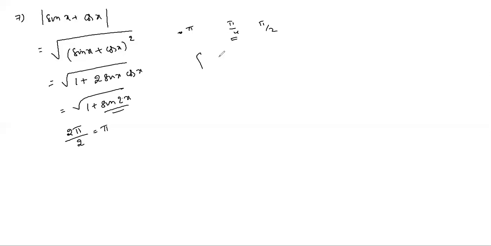What is the definition? f of x plus k equals f of x, then we say that k is the periodicity, the least positive real number. So if you take pi by 4 first, sin of pi by 4 plus x plus cos of pi by 4 plus x. Is it possible to simplify? We won't get the same function, so pi by 4 is not the periodicity.